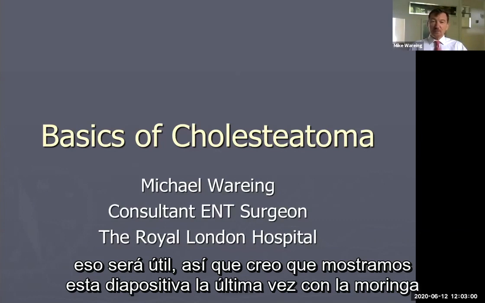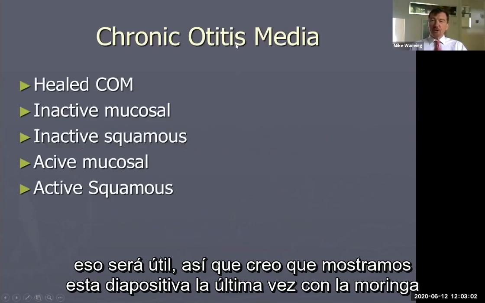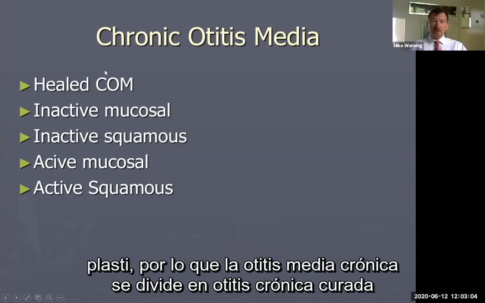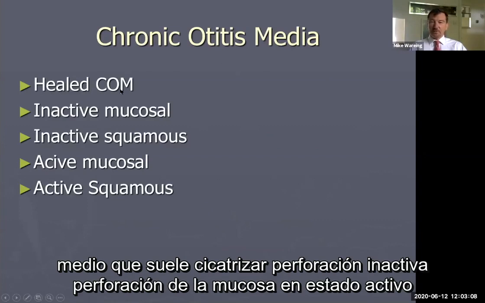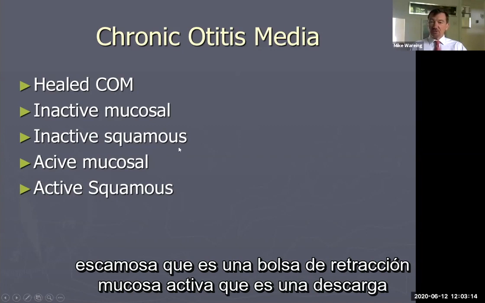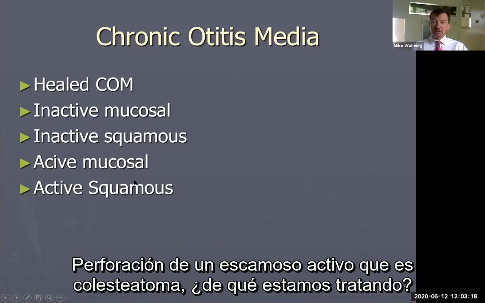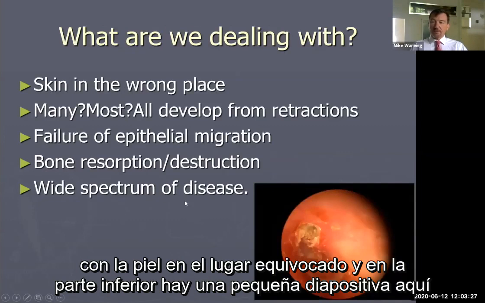and hopefully that'll be useful. So I think we showed this slide last time with laryngoplasty. Chronic otitis media is divided up into healed chronic otitis media, so that's usually a healed perforation, inactive mucosal, a perforation, inactive squamous, which is a retraction pocket, active mucosal, which is a discharging perforation, and active squamous, which is cholesteatoma. Okay, so what we're dealing with is skin in the wrong place.